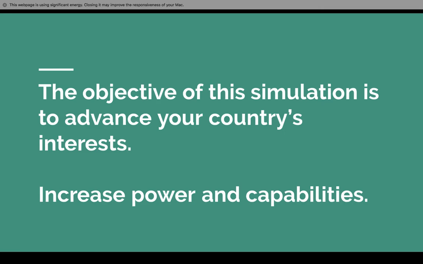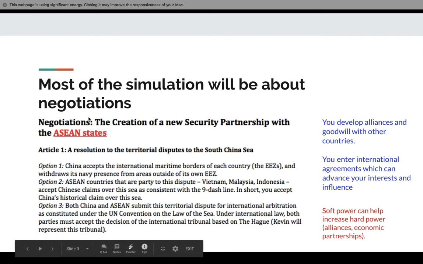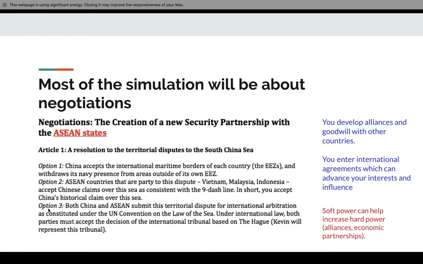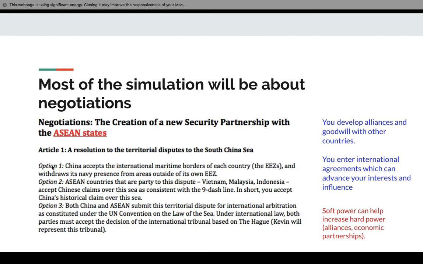Now, when we speak about power, we have soft power and hard power. The majority of this simulation will be about soft power. It'll be about negotiations where you engage in diplomacy. And you will find this diplomacy on the documents you downloaded, where you are negotiating over security and trade, and you find a document with lots of options that you can choose from. You negotiate which option you want to do, which you want to finalize with the other side.